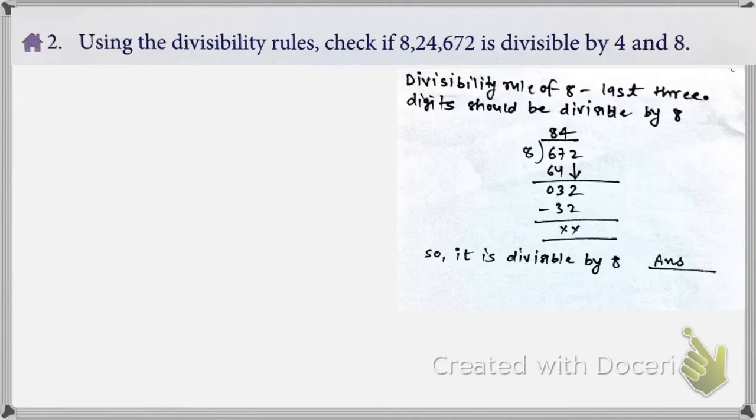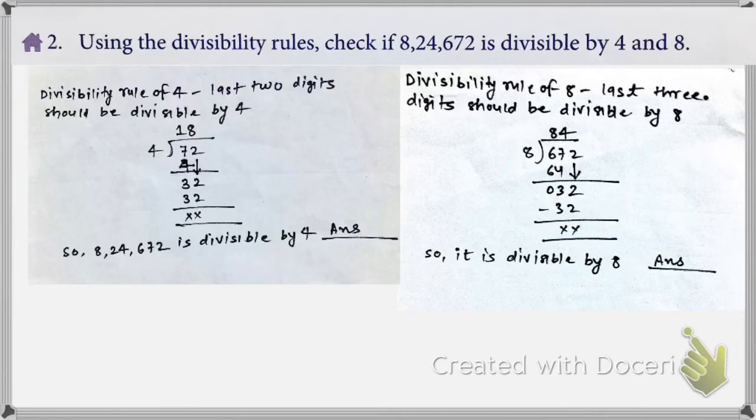So students, when writing the answer to this question, you first write the divisibility rule of 8. The last three digits should be divisible by 8. Then you divide the last three digits by 8. When you divide 672 by 8, you will get 84 and there is no remainder. The remainder is 0, which means this number is completely divisible by 8.